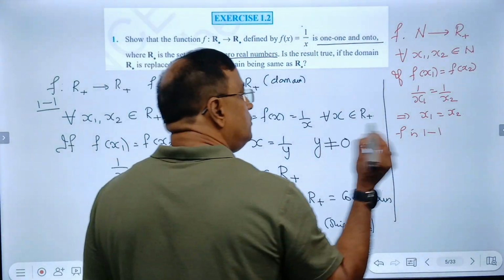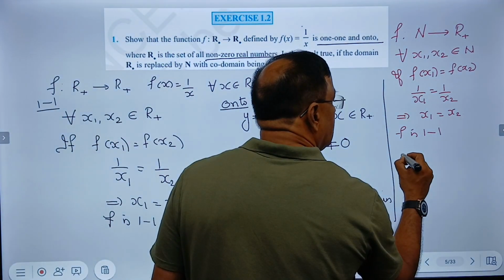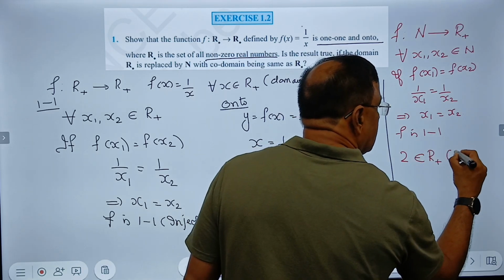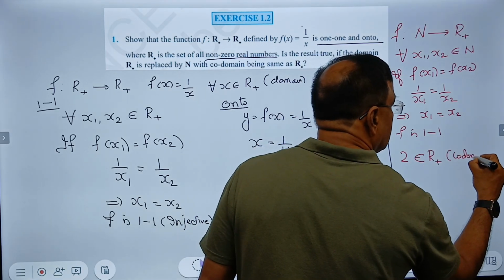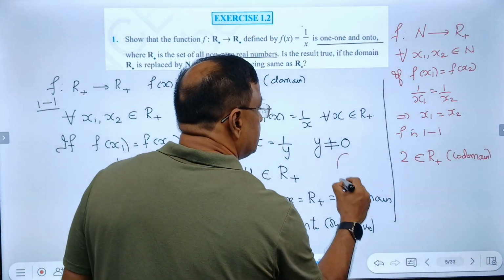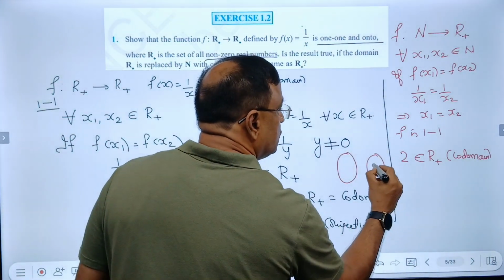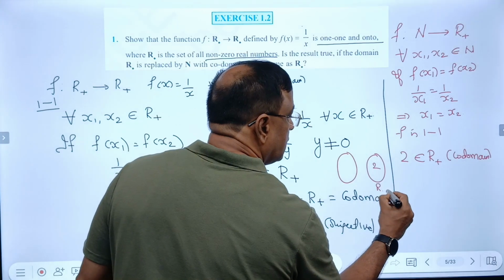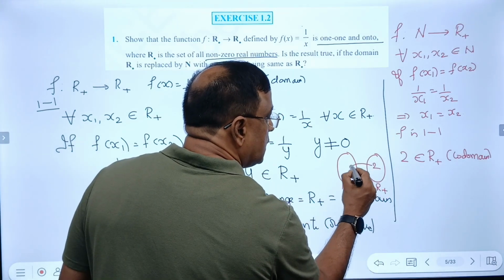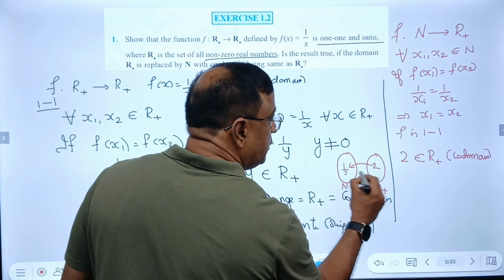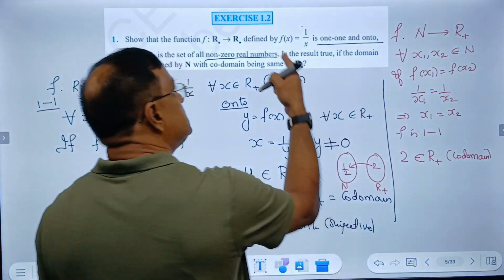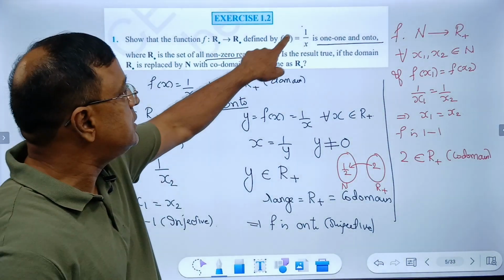Whether it is onto, let us see. Let us take an element 2 belonging to R plus, in the codomain. Say for example, this is 2 in the codomain. Now this is my natural numbers. So it should come as what? 1 by 2, right? The pre-image should be 1 by 2 because the function is defined as f of x is equal to 1 by y.